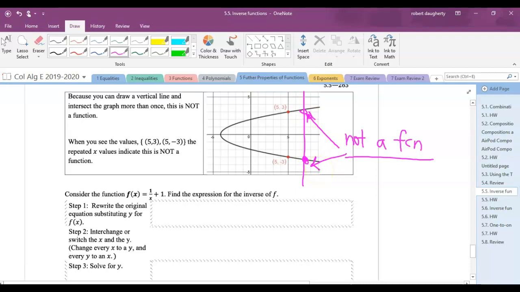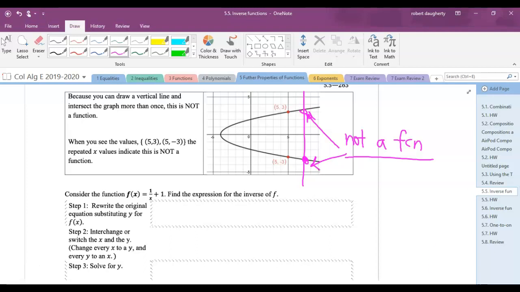So what that means is, if you plug in a 5, you're going to get a 3 and a -3. You can't get two different answers back. So when you plug in a number for a function, you only get one answer back. So this is not a function. So in the homework, we're going to do a couple examples where they ask us if something is a function.